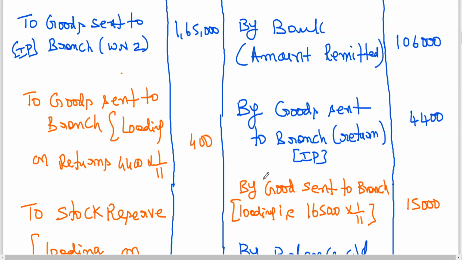When you are going for the net effect, be careful, because sometimes you may get a wrong answer due to a calculation mistake. Loading on returns can be taken on the other side, or you can adjust here. In goods sent to branch itself you can deduct 4,400 directly, then the calculation becomes simple. Goods sent to branch less returns also you can write, like purchase minus purchase returns, the way we write. It's your wish.